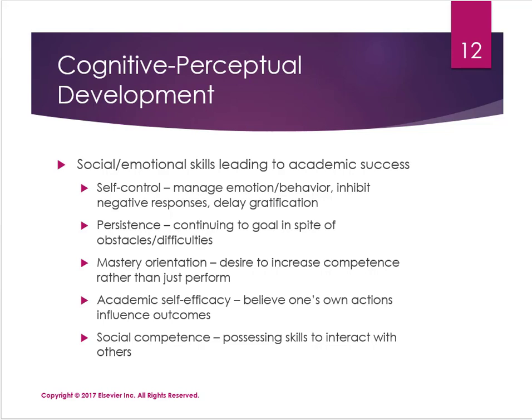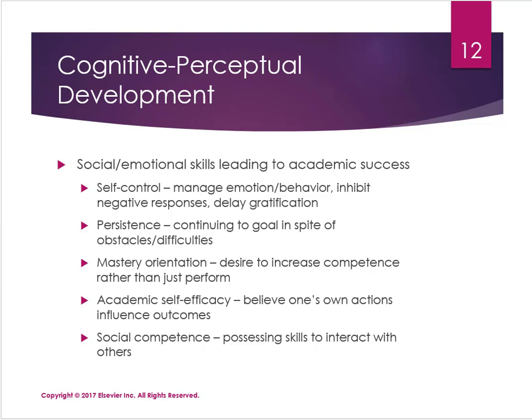There are certain skills that are needed for academic success, and these include social and emotional skills as well. There have been 5 skills or competencies that have been identified to play a role in shaping how students achieve and what their future success as adults may be. And these include self-control, which is managing emotion or behavior, persistence, mastery orientation, academic self-efficacy, and social competence. And you can see a little bit more about each of those there on the slide. Although each of these skills has its own specific characteristics, they all reinforce each other.